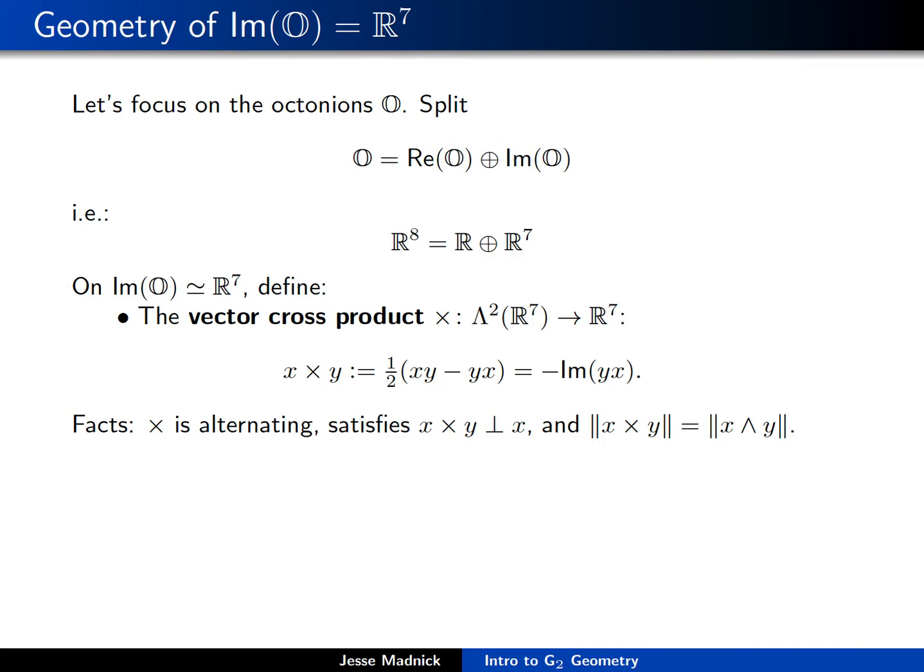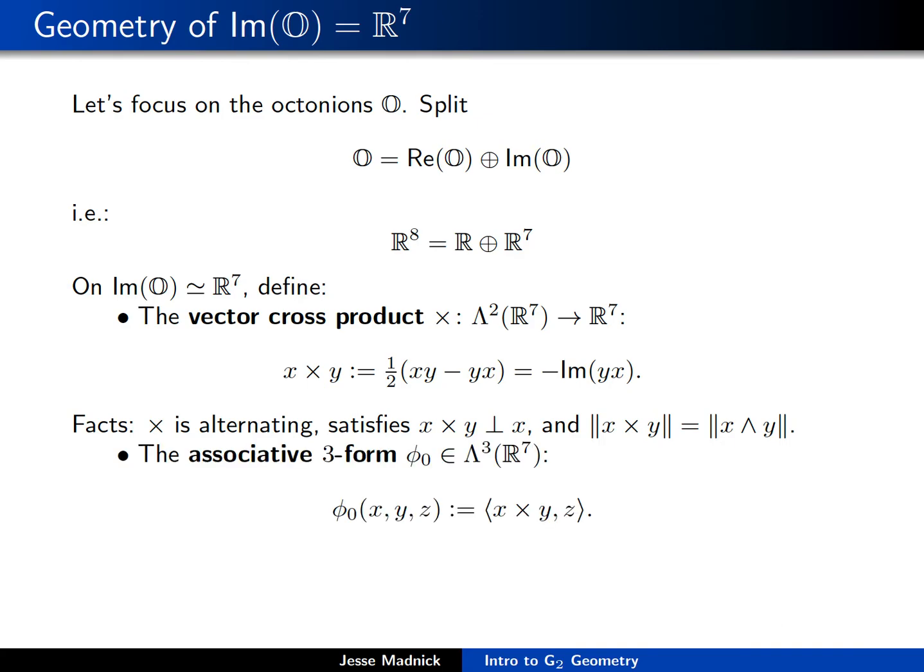I should point out that vector cross products are very rare, and in fact they really only occur in dimensions 1, 3, and 7, where I guess the one-dimensional one is sort of trivial. And that's not a coincidence. This is because they're related to the normed division algebras, the real numbers, complex, quaternions, and octonions. So this cross product right here is the so-called 7-dimensional cross product. It's sort of analogous somehow to the usual cross product in R^3. That one arises from the imaginary quaternions. This one arises from the imaginary octonions.